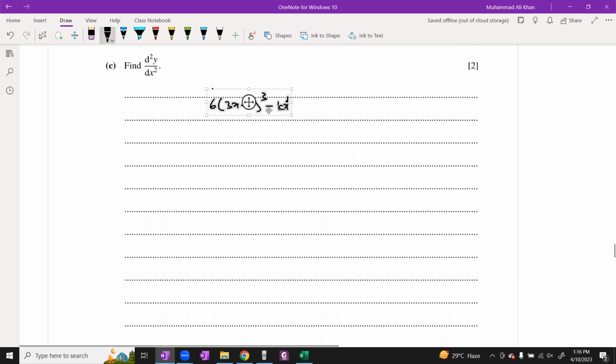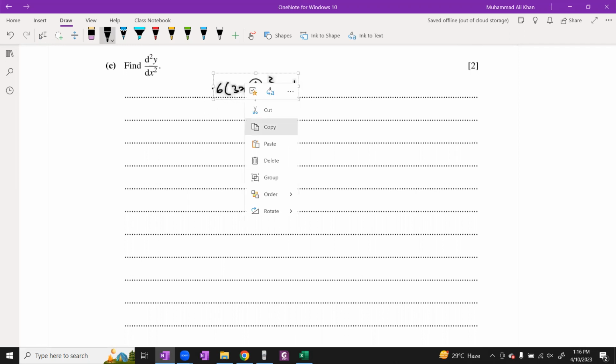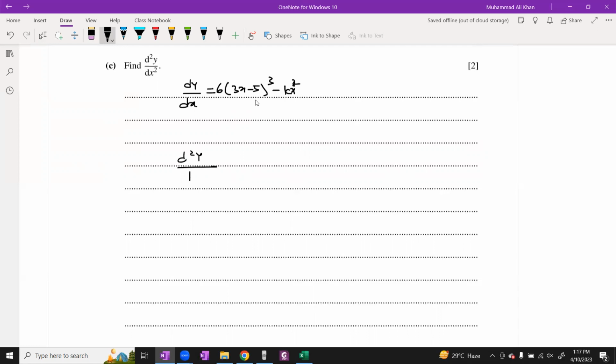हमें calculate करना है इसका second derivative. dy over dx. So second derivative will be d square y over dx square. 3 नीचे आए 18 3x minus 5 whole square. इसका derivative 3 minus 2 kx.